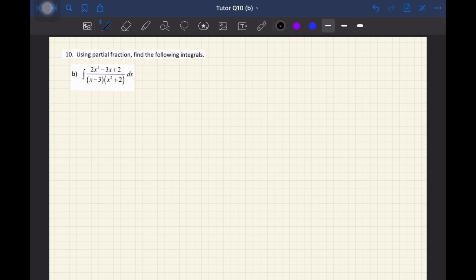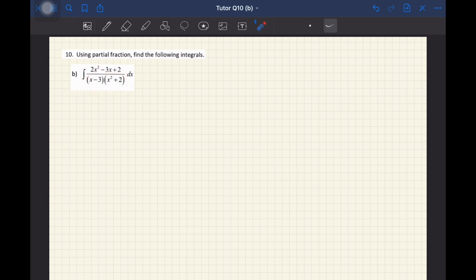So in this video, we are going to discuss question number 10b pula. Using partial fraction, find the following integrals. So soalan bagi kita satu expression, satu function yang berbentuk fraction like this. Awak ada satu fraction kuadratik, you have a quadratic numerator and then kat bawah ni kuasa 3.